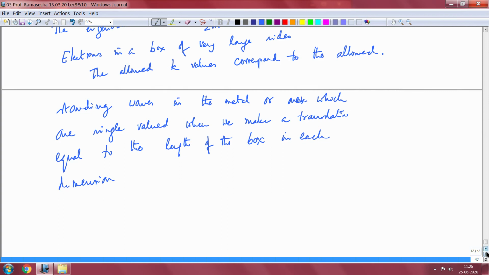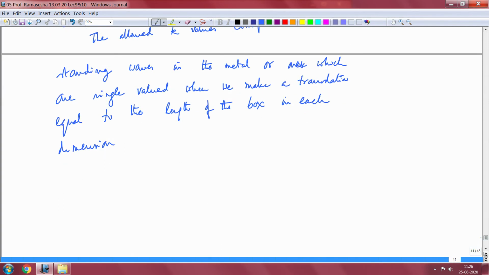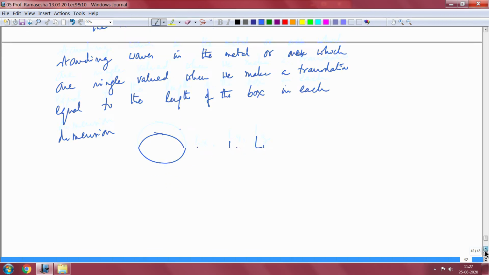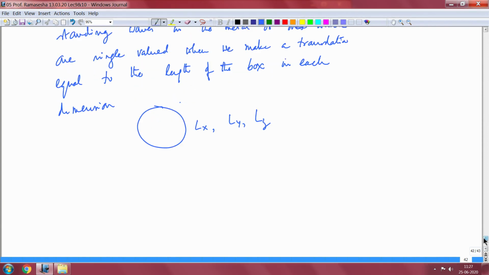So what we are actually doing is the following. We have a box of length Lx in one dimension, Ly, Lz. So I can think of it as a box which, if this is the x direction, is a circle of circumference Lx, or Ly or Lz.